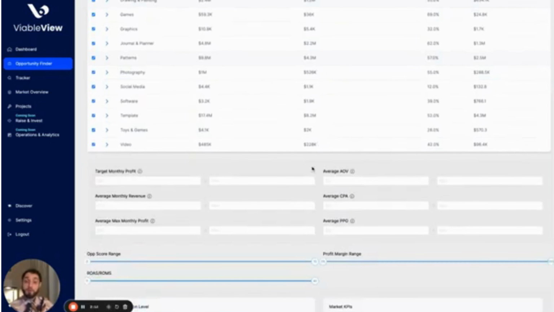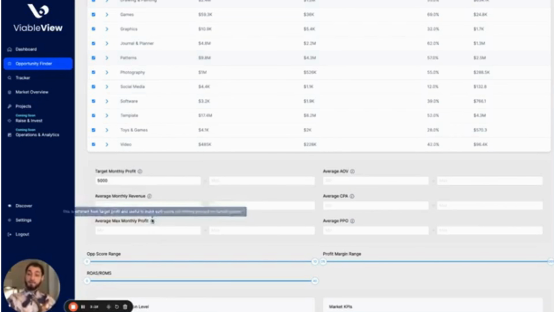As we scroll down, we have a range of 6 fields, starting with the target monthly profit. Here, I'm going to plug in my target monthly profit. Let's say, for example, it's $5,000, right? Next, we have the average monthly revenue. I don't care so much about the revenue. Here we have the average max monthly profit. This is different than the target profit. This is the max profit. So it's important to not limit yourself for future growth, right? In your search here, I'm going to put $10,000. We want to have a minimum max profit of $10,000. But our target profit right now is $5,000.